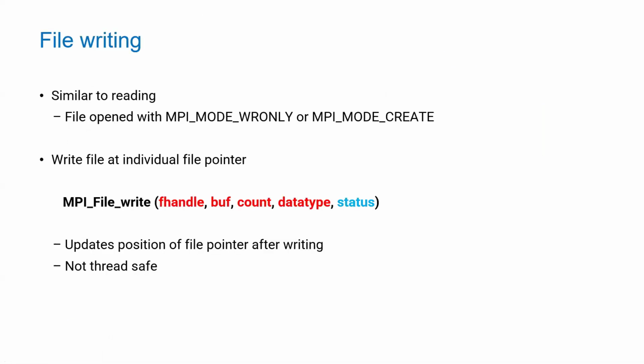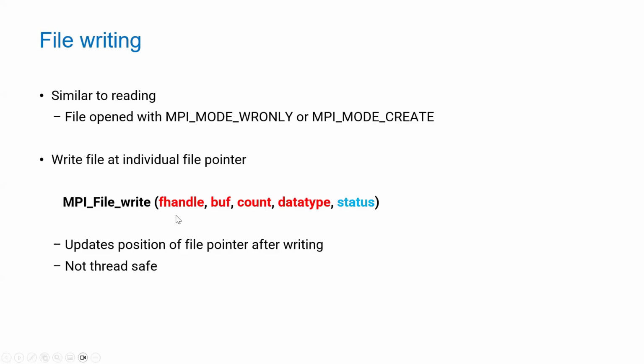I think I can move faster on this point. Then file writer is similar to the reading, and they take practically similar arguments. When you're doing the reading, you have the read-only operations. When you're writing, you can also do write-only, or if no file exists, you can create it.